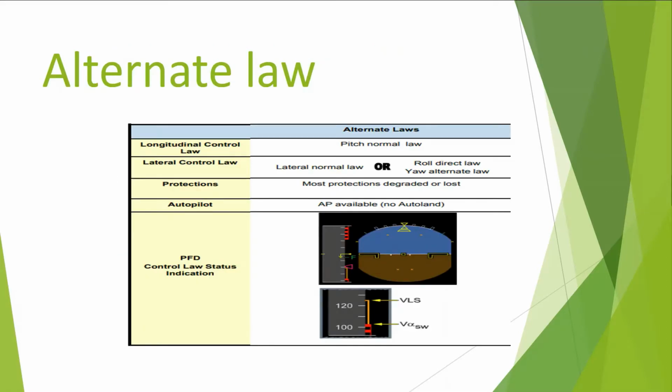Second part that we have for the modes is the alternate law, which means that you are going to have a failure on the computers or a failure on something. In alternate law, there could be some variation in how it is defined, depending on the sensors that are failing or not. So here we can see that the normal law is complete protection and the alternate law is non-complete protection.